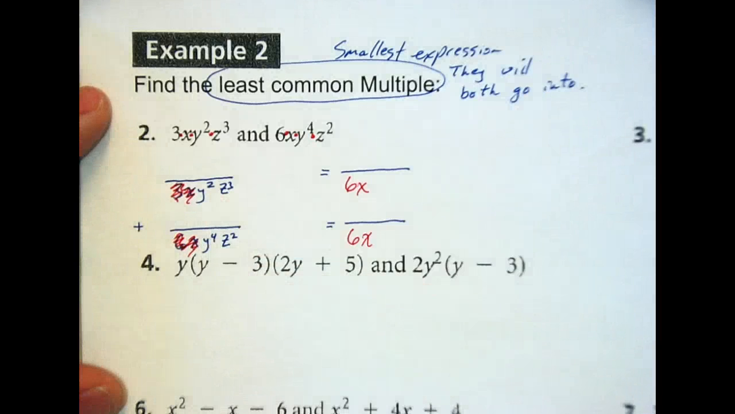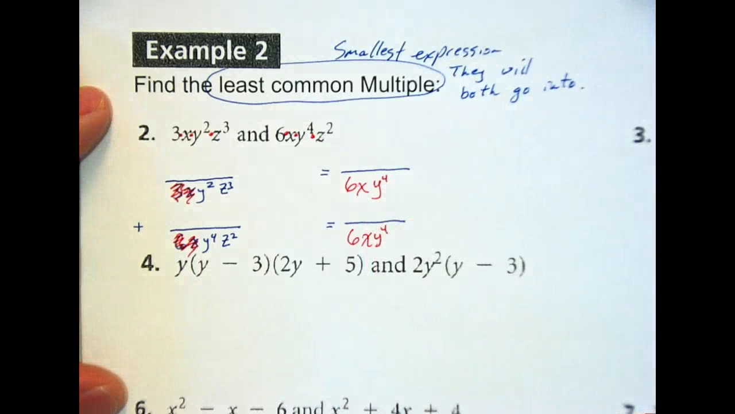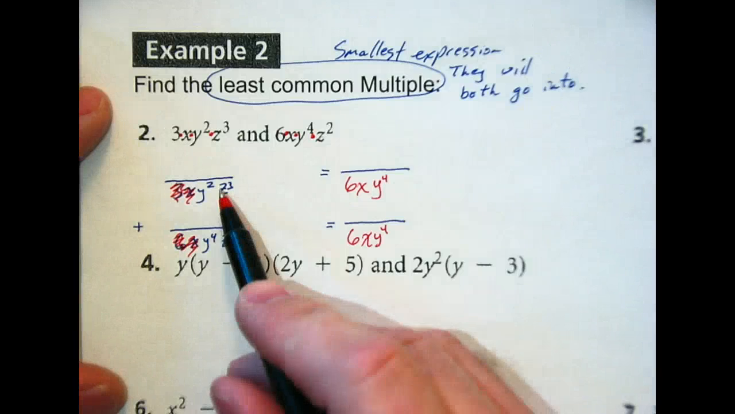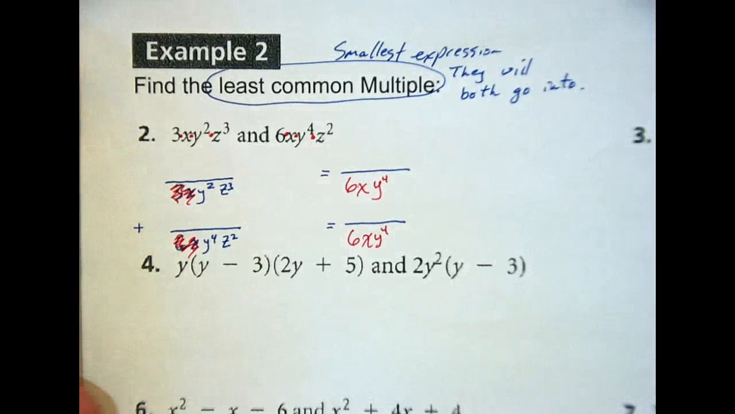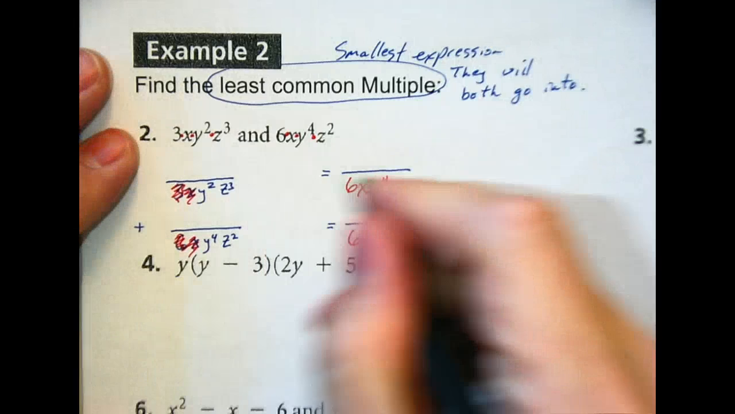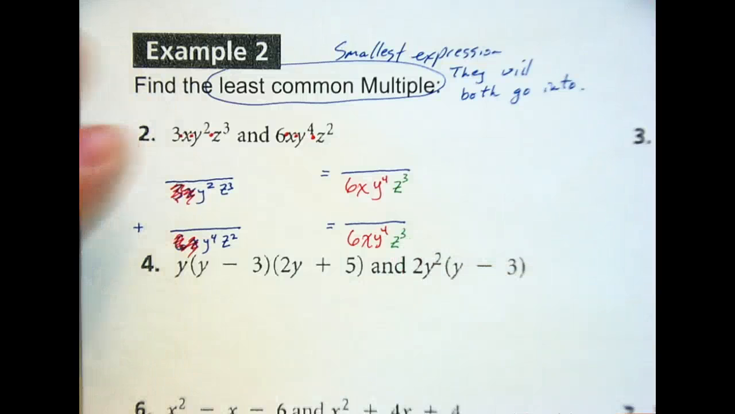Y squared and y to the 4th. Y to the 4th. Now let's make sure that you conceptually understand that it's y to the 4th. We'll see if you really understand it once we talk about z, so I'm not crossing it out yet. Z cubed and z squared. Tell your neighbor, what do they both go into? All right. What is it, everyone? It is z to the 3rd. Now we don't need to say that. It is z to the 3rd.